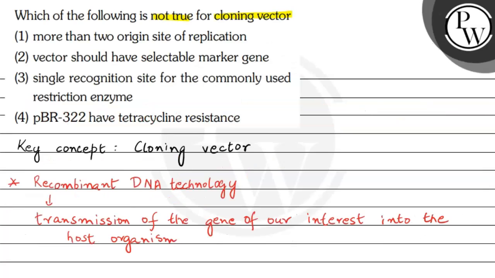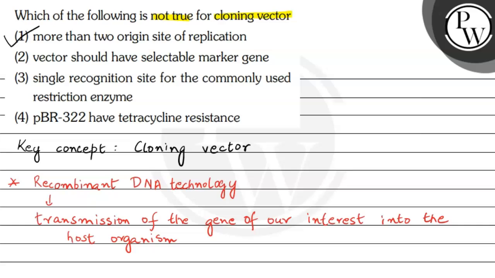Now if we see the options, the first option says more than two origin site of replication. This is an incorrect statement because it is not true for a cloning vector. A cloning vector cannot have more than two origin of site of replication. Therefore this is the correct option because this is the incorrect statement about the cloning vector.